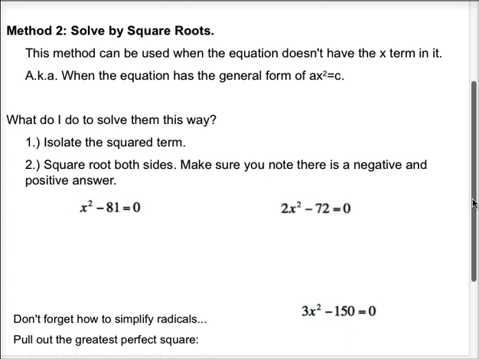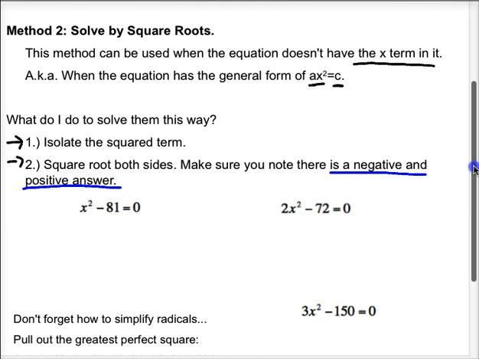Now this is a unique one. It only works in certain cases, just like factoring. It only works when the equation doesn't have the x term in it. It only has the x squared and the constant. That's going to be the only time that you can use this method to solve. And what are we going to do to solve them this way? Step one, you want to isolate the square term, so get the squared term by itself. And then you want to square root both sides. Now, the key to this is make sure you remember there's a negative and a positive answer.